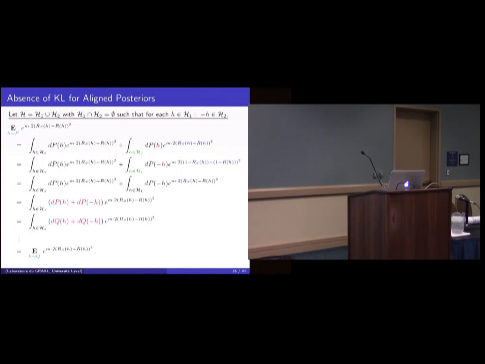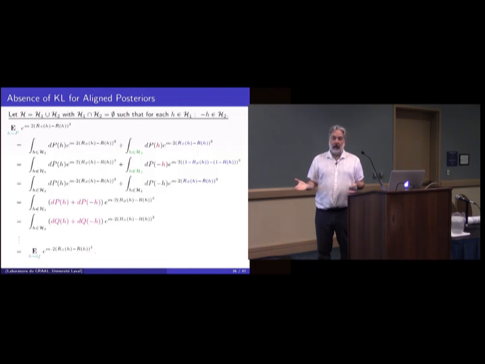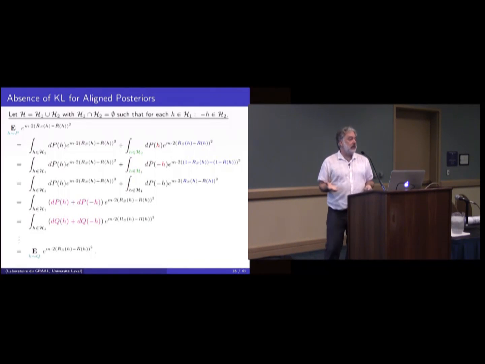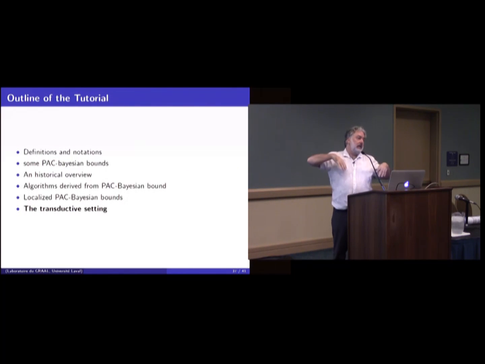So the sum on P is equal to the sum on Q, and then you do exactly the same step but backward, and you obtain what you want. So the change of measure inequality is free in the case where we are in an aligned posterior, right? So that's why you obtain basically the trick for free.